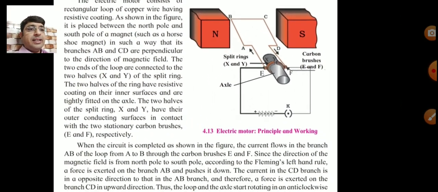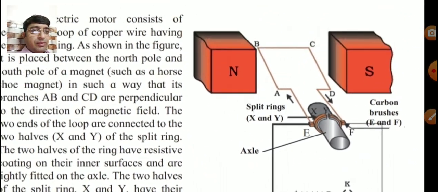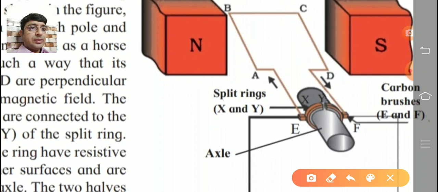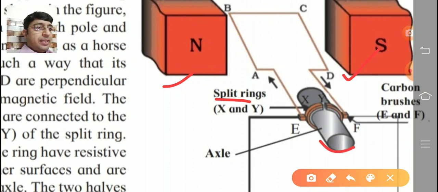This is the diagram given here. Clear? Check that. Here north and south are mentioned: the north pole and south pole of the horseshoe magnet. Then here are the split rings, that is, half rings fixed on this axle. This is the axle. This is the first split ring, this is the second split ring fixed on the axle, indicated by the letters X and Y.